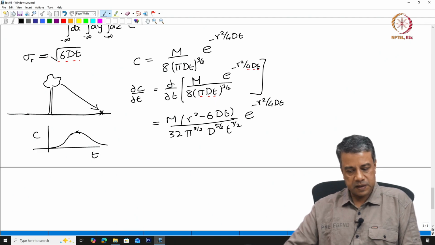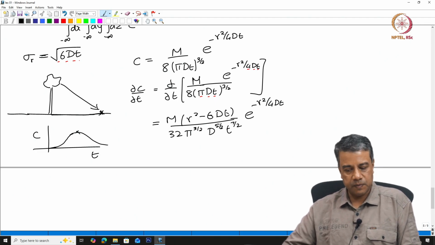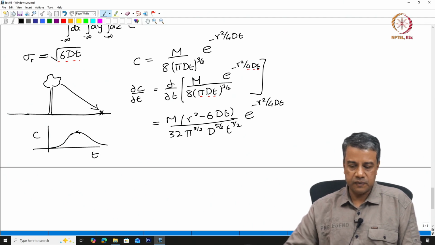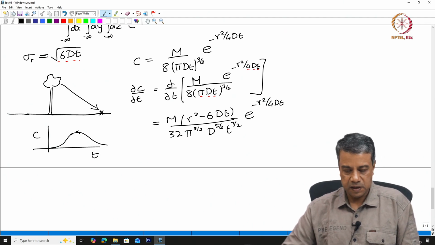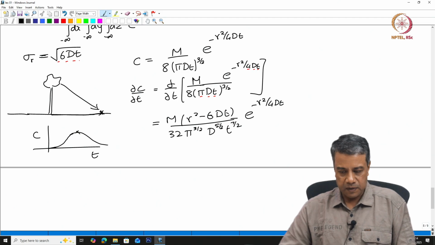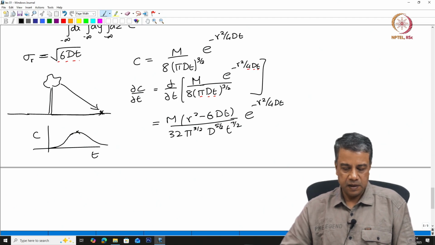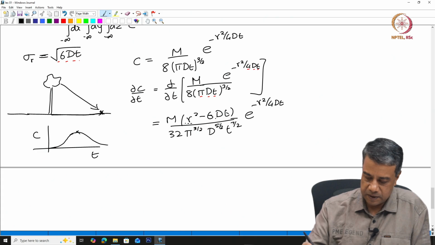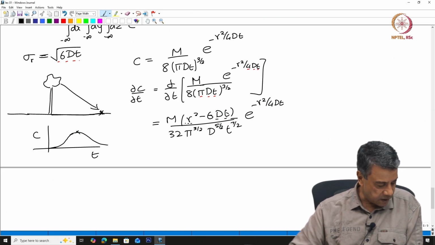The denominator has t to the power minus 3 halves, so you will get minus 3 by 2 t to the power minus 5 by 2, and in the numerator you have r square by 4Dt. When you differentiate it, you will get minus r square by 4Dt square. So, minus and minus gives a plus sign on the first term, and the second term will have a negative sign.